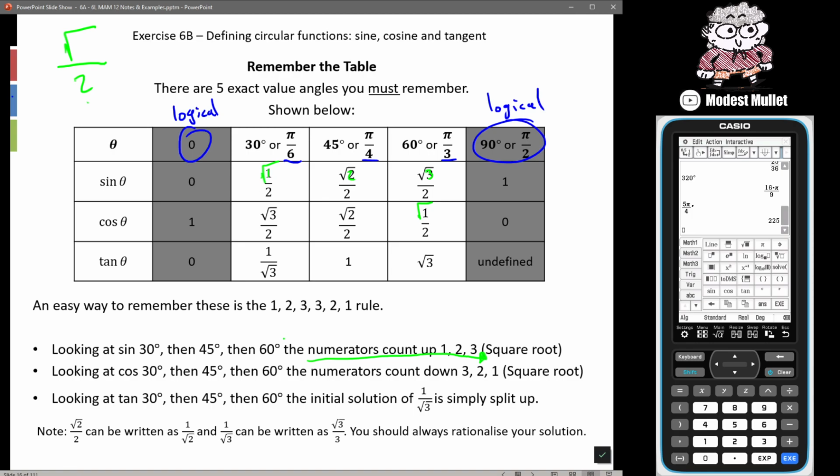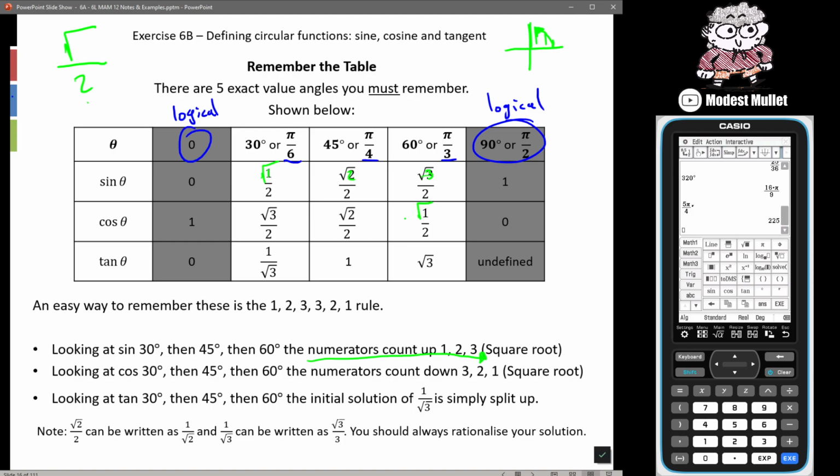Again, though, we can work at this logically. Let's think of the unit circle, and as we go round, what happens to the y value? Well, it starts small, it gets bigger, it gets bigger, it gets bigger. Therefore, our fraction should get bigger. So it makes sense that 1, then 2, then 3 for sine. As the angle gets bigger heading towards 90 degrees, once we go past 90 degrees, it actually starts coming down again. But going between 0 and 90, as the angle increases, the y component increases, so our fraction should get bigger.